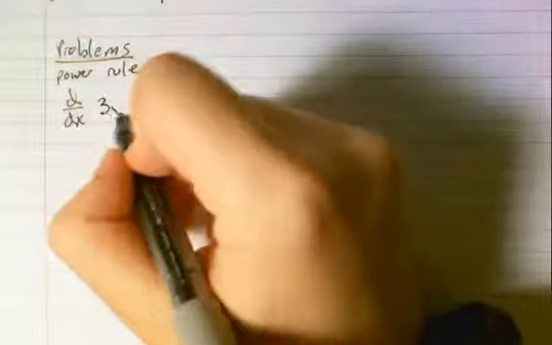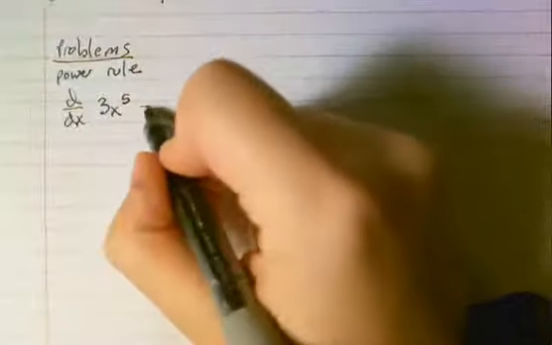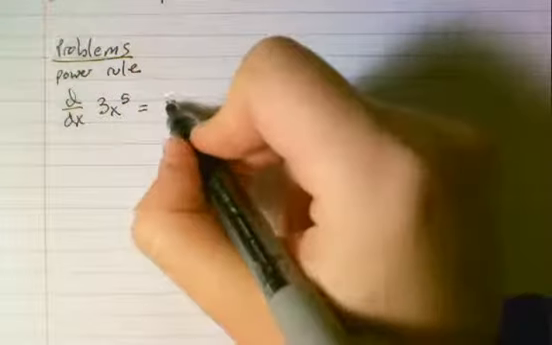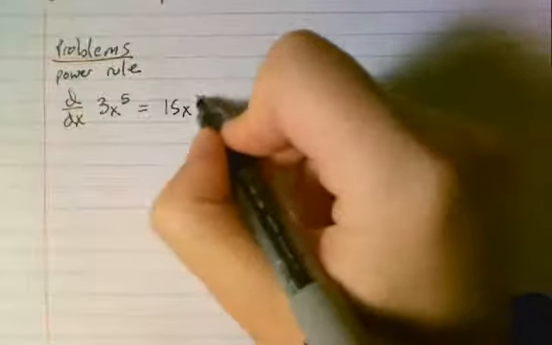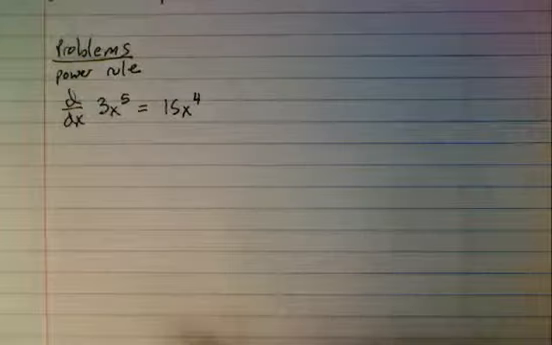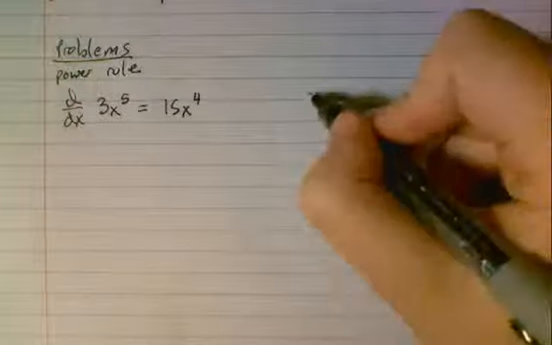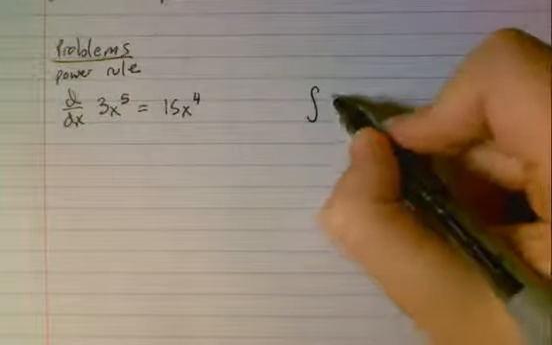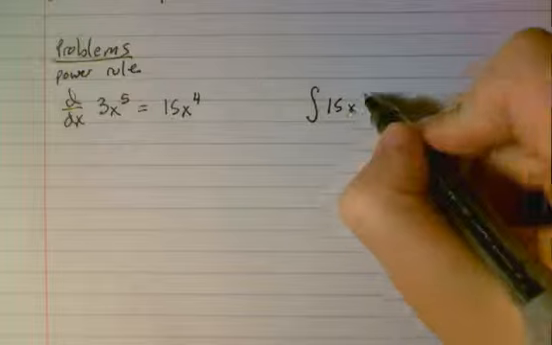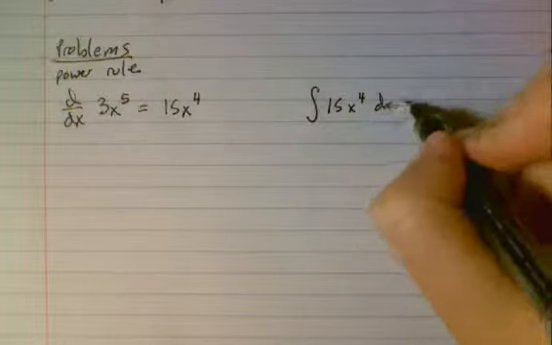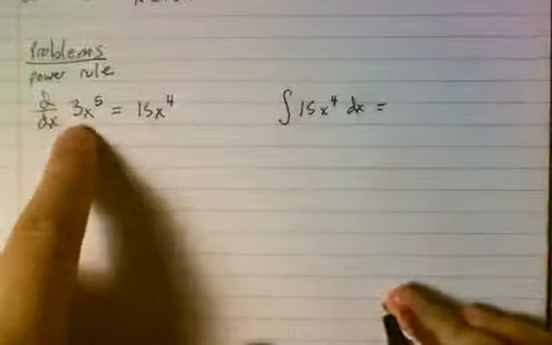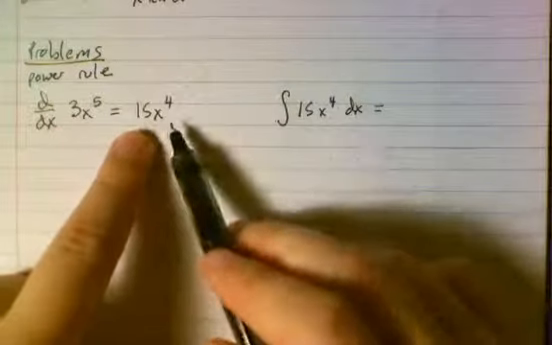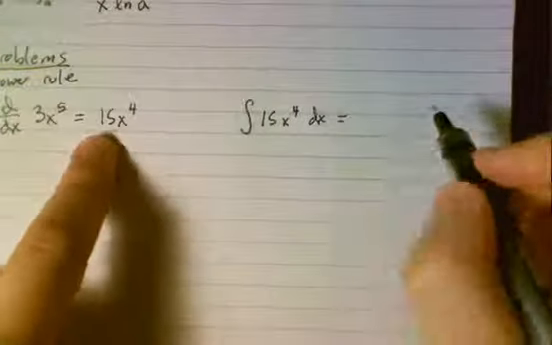So let's do the derivative of 3x to the fifth. Remember, with the derivatives rule, we brought down that 5, so 5 times 3 is 15. Subtracted 1 from the exponent, 15x to the fourth. Now I'm going to do the same idea but going backwards. The antiderivative of 15x to the fourth equals what? Well, we know what the answer is because we're just looking for the function whose derivative is 15x to the fourth. But now I'm going to use my new set of rules.